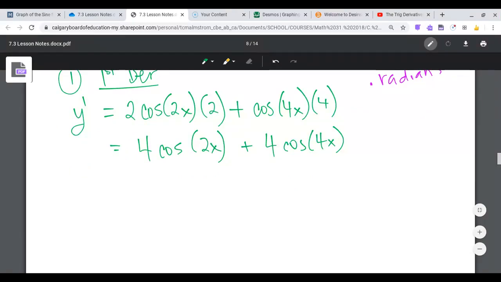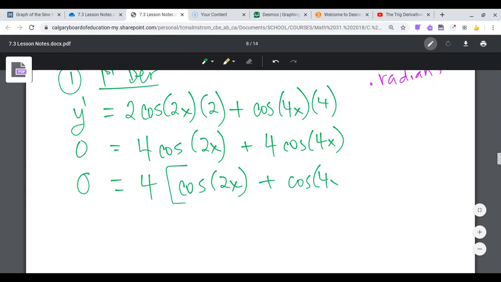Before I can find my critical numbers, I'm going to see if I can tidy this up a little bit and factor it, because right now in its given form, it's not very easy to find those critical numbers. I can take out a 4, so I'm going to have cos 2x plus cos 4x. Because my arguments are different, I'm going to look on my identity sheet to see if I can get those arguments to match in order to actually find the critical numbers.